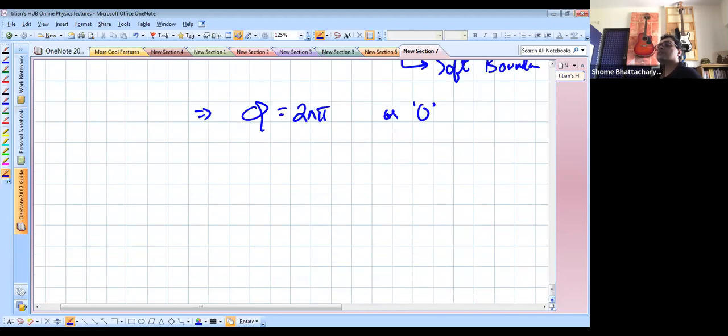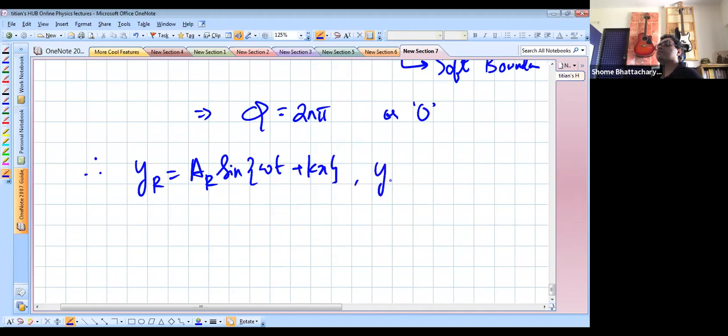So therefore my reflected wave has the equation E reflected into sine omega t plus kx, whereas the incident wave had the equation E incident into sine omega t minus kx. Okay. So this we know now.